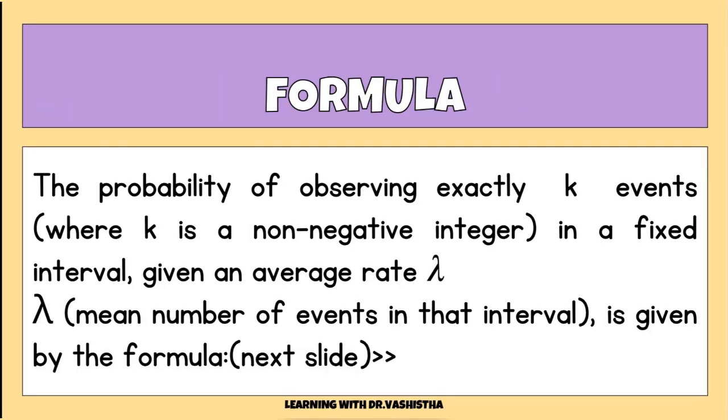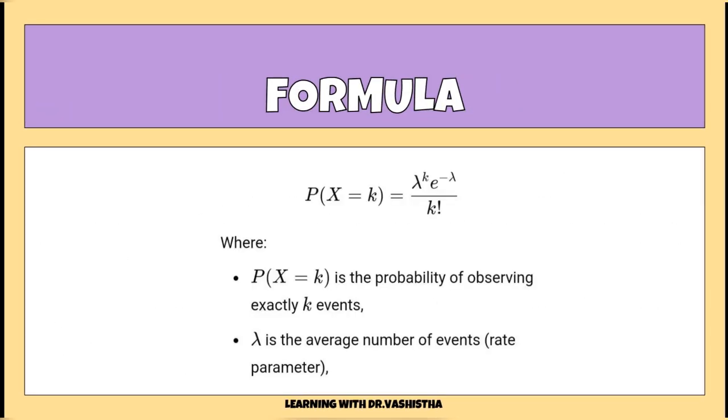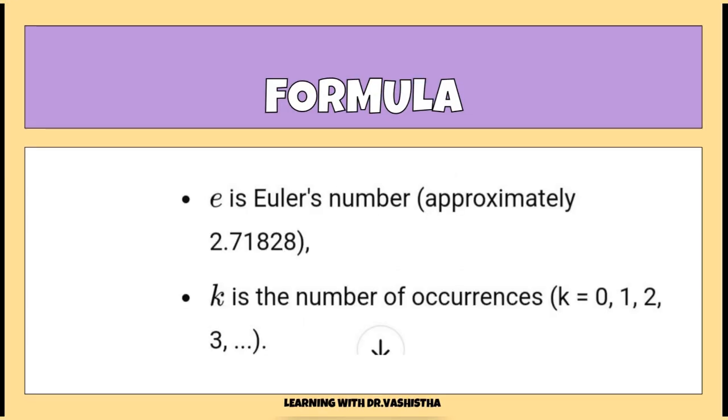Now we'll see the formula part. So the formula is P(X = k), capital X equal to small k, is the probability of observing exactly k events, which is equal to lambda to the power k multiplied by e to the power minus lambda upon factorial k, where lambda is the average of events, the rate parameter. Here the value of e is Euler's number, which is a constant which will be given, and k is the number of occurrences.